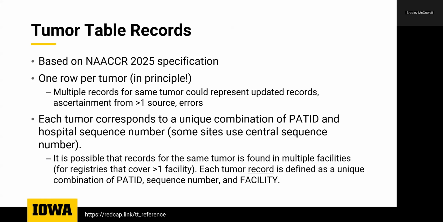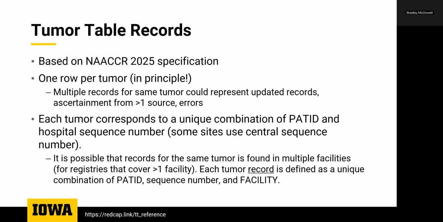Multiple records per tumor, as many of you might know, comes up a lot during the QC process as we're looking at our QC reports. So there can be multiple records for the same tumor. This could represent updated records, ascertainment from more than one source. There could be errors and things like that. It's just something to keep in mind as you're interpreting your data.